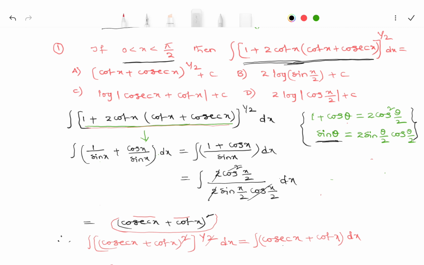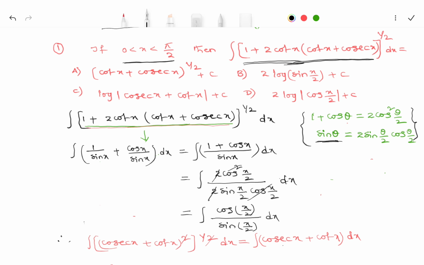After this, how can you do it? This will be nothing but the integration of cos of x by 2 divided by sine of x by 2. So this is the resultant value.